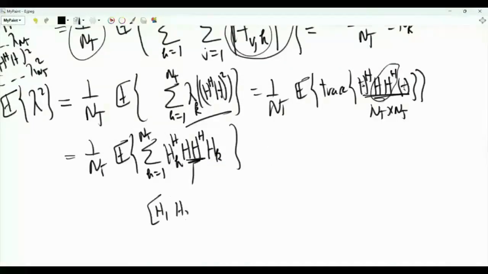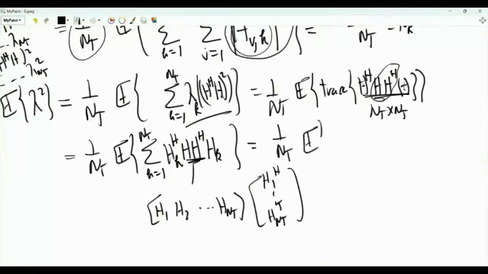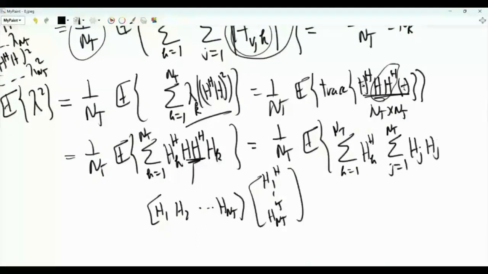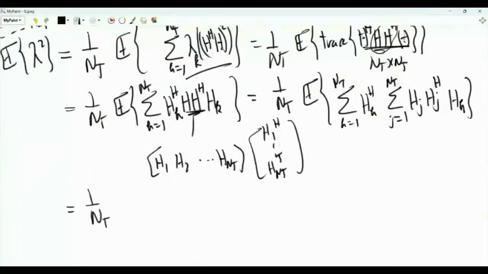We have H H Hermitian here. We can write this as H1, H2 to HNT, that's H, and then here is the Hermitian, H1 Hermitian all the way to HNT Hermitian. And we can write down H H Hermitian as a sum of the outer products of the columns of matrix H. In other words, this is 1 over nt, then we have the expectation, then we have summation k from 1 to nt. Then we have hk Hermitian. H H Hermitian can be written as summation j from 1 to nt, and then we have the jth column multiplied by its Hermitian, and then we have hk. This is 1 over nt, and then we have expectation. We have a double sum, k from 1 to nt, j from 1 to nt, and then we have hk Hermitian hj, and then hj Hermitian hk.